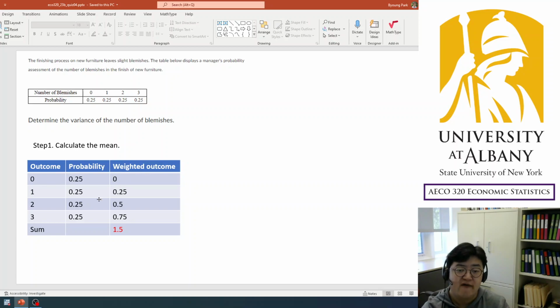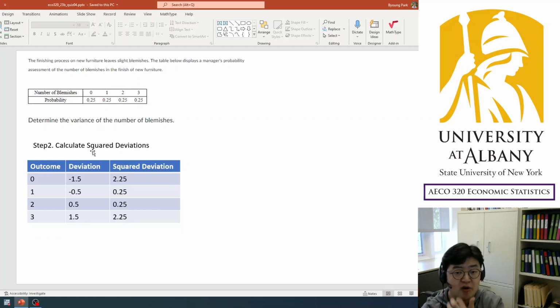So you get 4 weighted outcomes row by row, and then sum up the weighted outcomes in this column. Then you are going to get 1.5, which is the mean. The mean is 1.5. Okay? Using this mean, you calculate the square deviations. So if you get outcome 0, the deviation is minus 1.5. Subtract the mean, subtract 1.5, then you get minus 0.5.